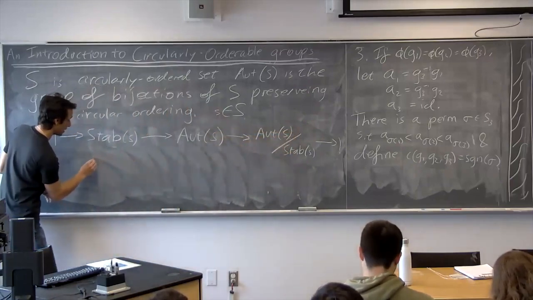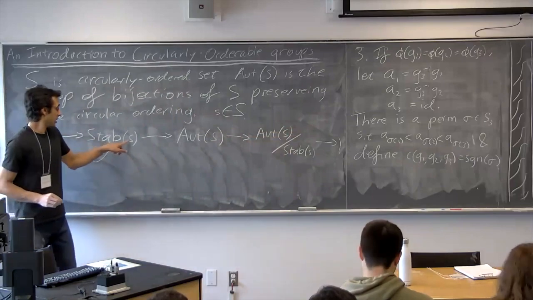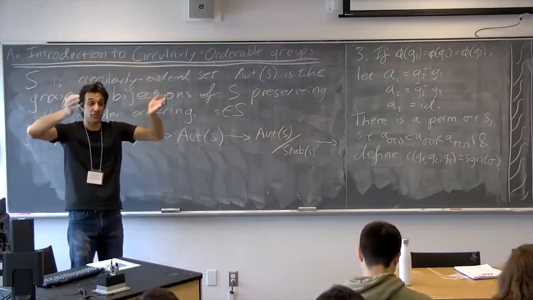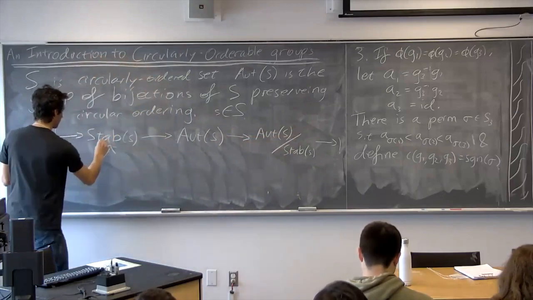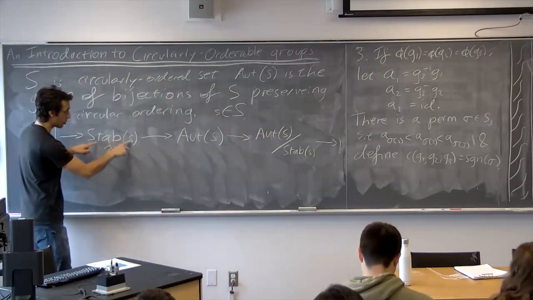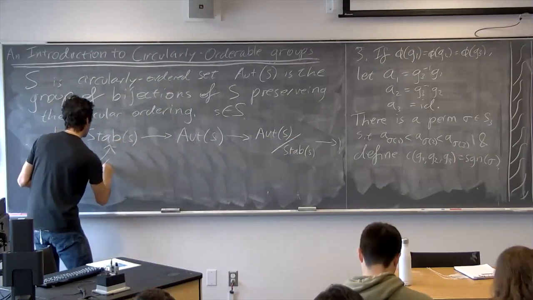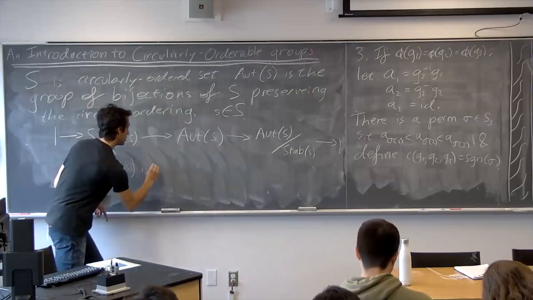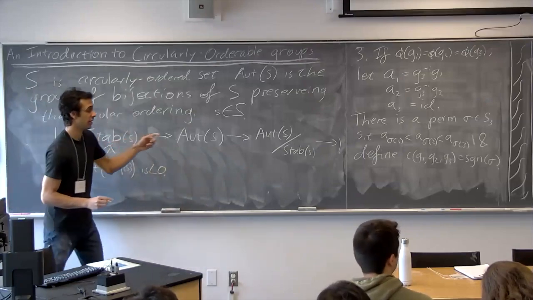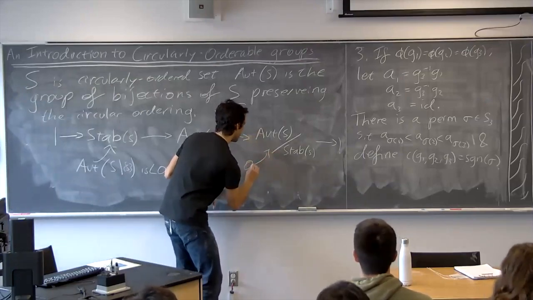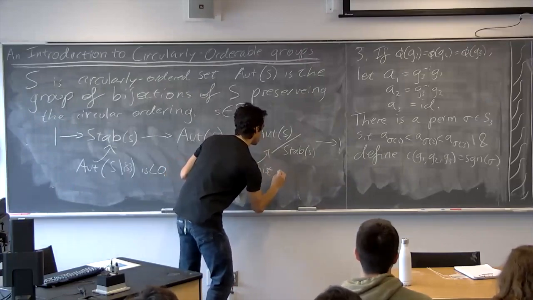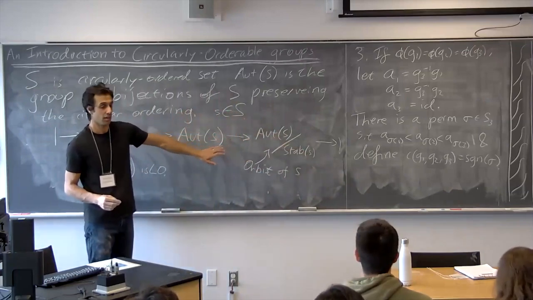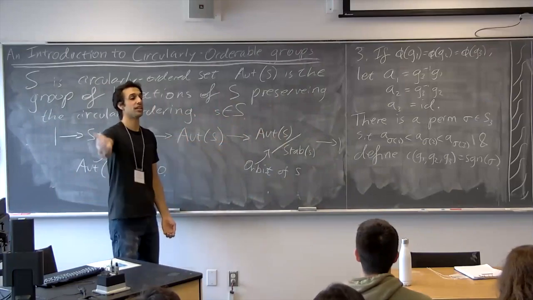Now, over here, if you're stabilizing s, you're acting on the complement, which is a totally ordered set. So this is automorphisms of S without little s. So this is LO. Now this is left orderable. And this just looks like the orbit. Orbit of s. So it's like orbit stabilizer souped up a little bit. And the orbit of s is just some subset of a circularly ordered set.